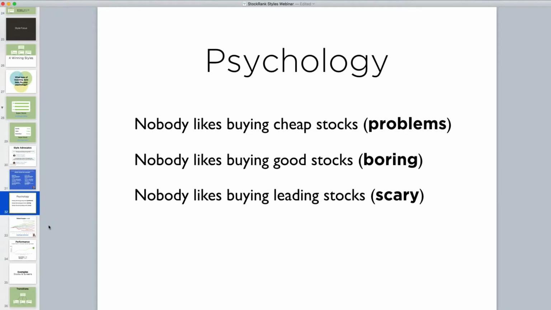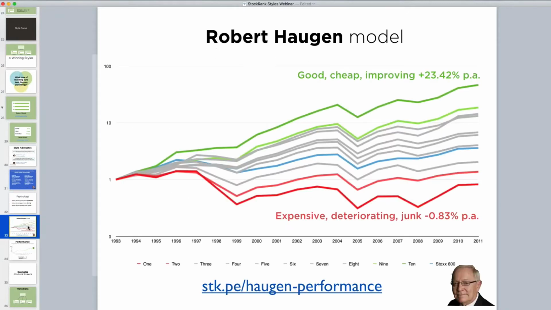But what Haugen found is that there was this persistent outperformance of these kinds of super stocks, which he modeled up in this green line here. And he found extremely strong performance in his backtests over decades, and he advised institutions for a very long time through his company.